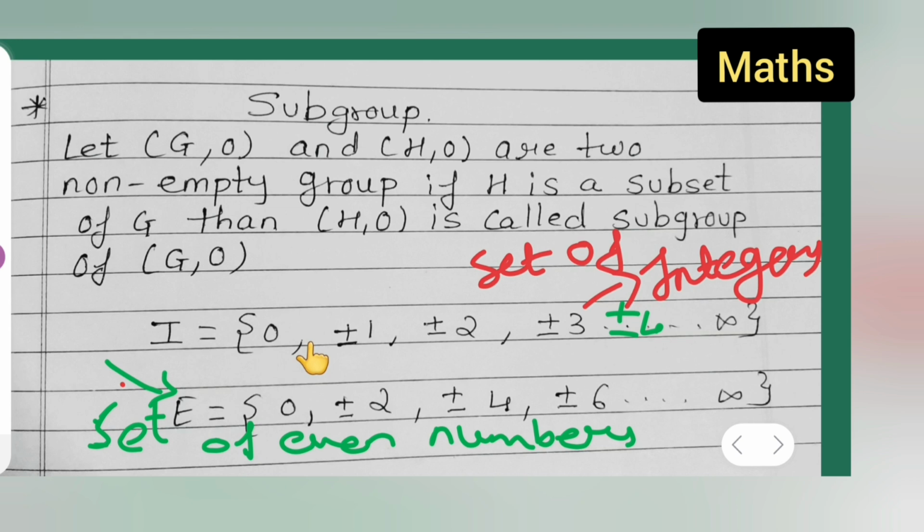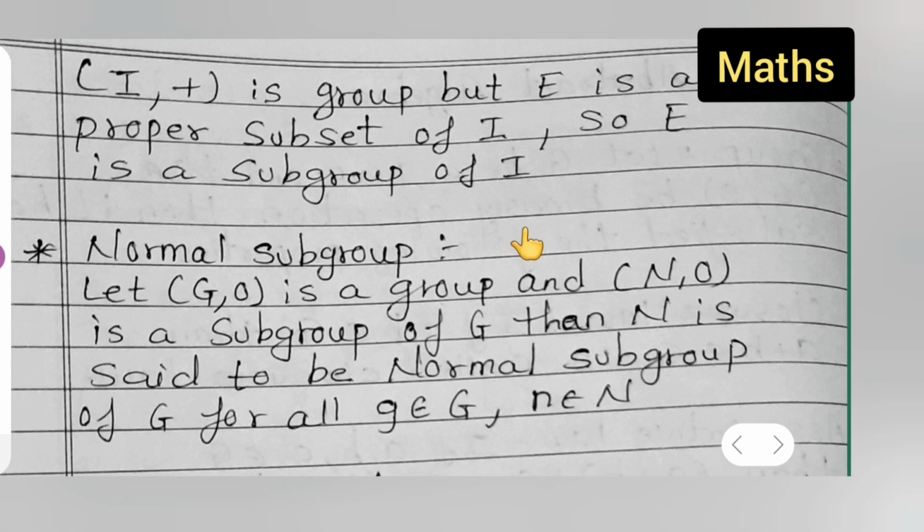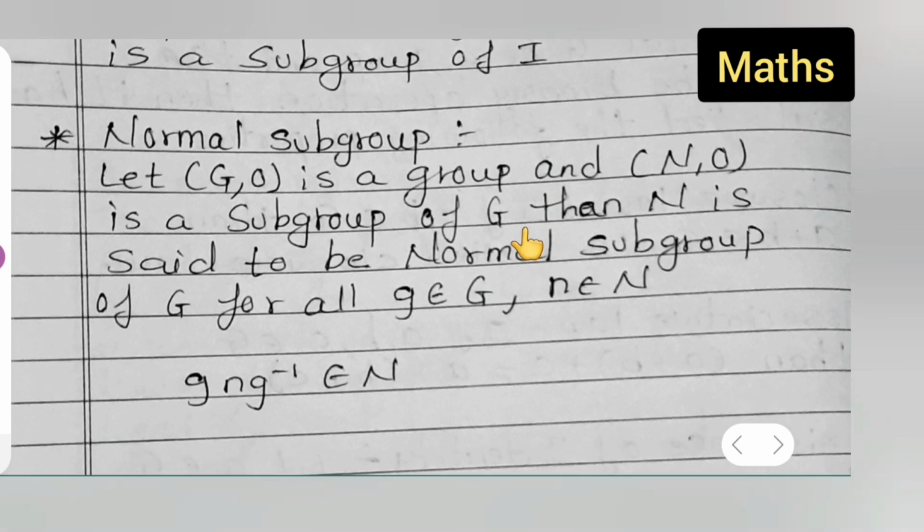Okay, I'll turn the page, or you can take down this. So what I can say is I comma plus, this addition, is a group, but E is a proper subset of I, so E is a subgroup of I. I have already explained this part with the help of the example. You can write it down. Let me see the normal subgroup.